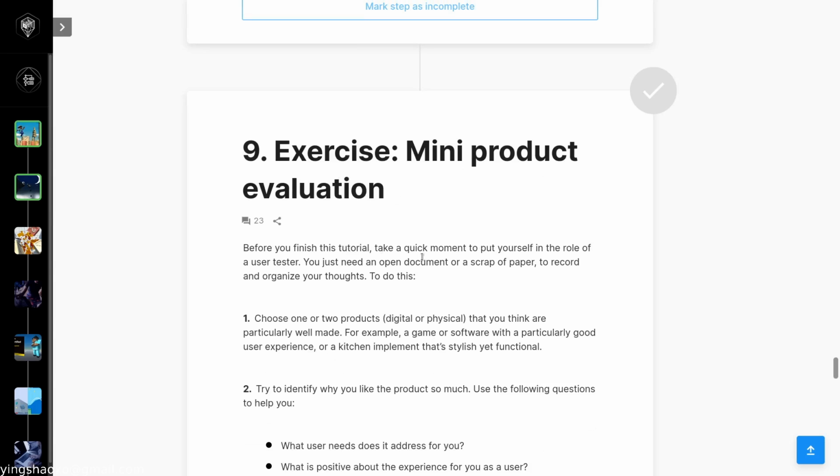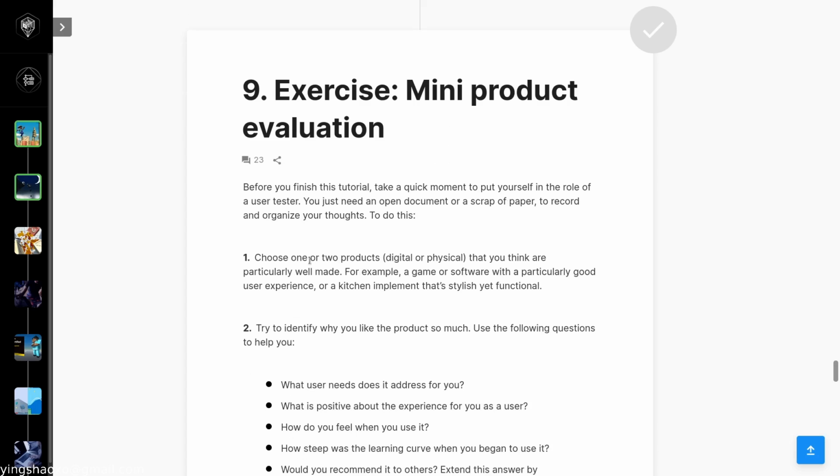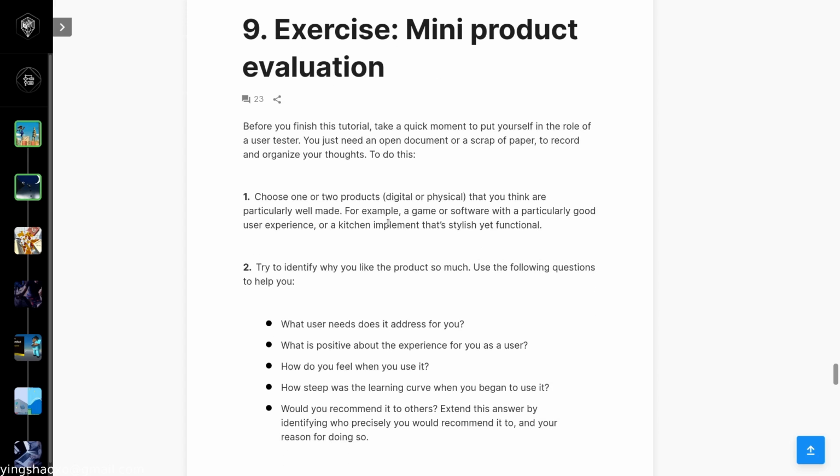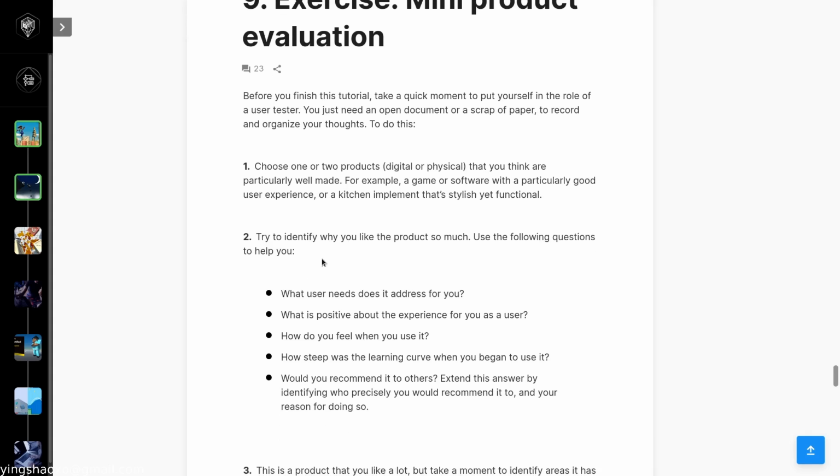Before you finish this tutorial, take a quick moment to put yourself in the role of a user tester. You just need an open document or a scrap of paper to record and organize your results. To do this, first, choose one of your products that you think you did well, for example, a game or a software. Then try to identify why you like the product so much. Use the following questions to help you.